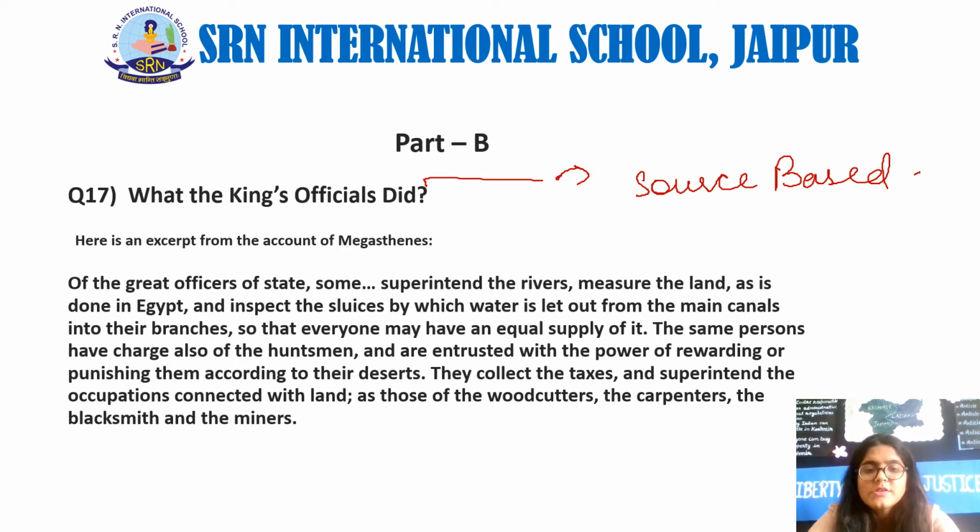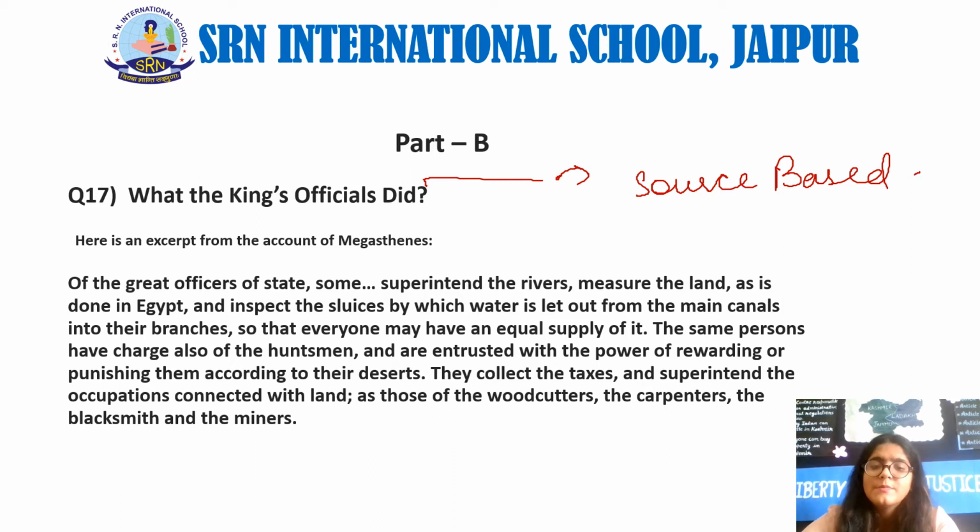Of the great officers of state, some superintend the rivers, measure the land as is done in Egypt, and inspect the sluices by which water is let out from the main canals into their branches, so that everyone may have an equal supply of it. The same persons have charge also of the huntsmen, and are entrusted with the power of rewarding or punishing them according to their deserts. They collect the taxes and superintend the occupations connected with land, such as those of the woodcutters, the carpenters, the blacksmiths, and the miners.